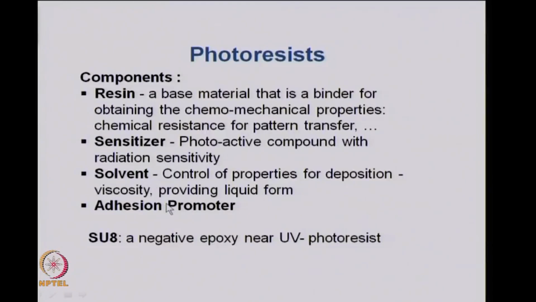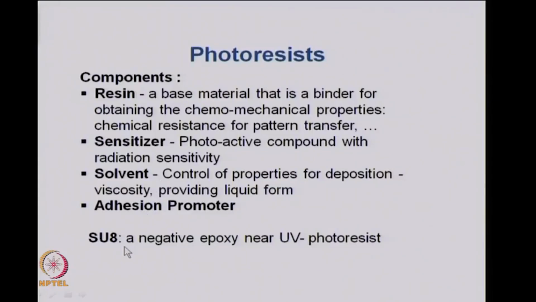Then you need a solvent, and you have to control the properties of the solvent for deposition, like the viscosity, the flow properties, etc., which provide the liquid form for this resin. The resin is in a liquid form when it flows, and then it has to bind. So, to bind you need an adhesion promoter. So, together all these four, the resin, sensitizer, solvent and the adhesion promoter, make the photoresist.